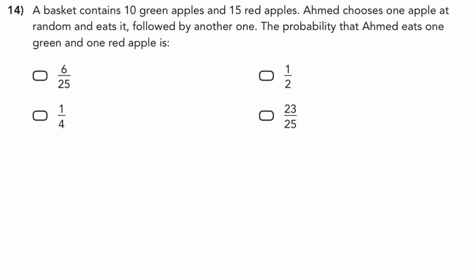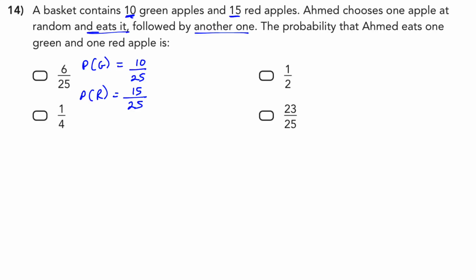Question number 14. A basket contains 10 green apples and 15 red apples. Ahmad chooses one apple at random and eats it, followed by another one. The probability that Ahmad eats one green and one red apple is. So first write down the probability of green apples. We have 10 green apples. The total number of apples are 10 plus 15, 25. The probability of red apples is 15 over 25. He eats it, followed by another one. So this is a case of not replacing, because he eats it, so one apple is going to be less.